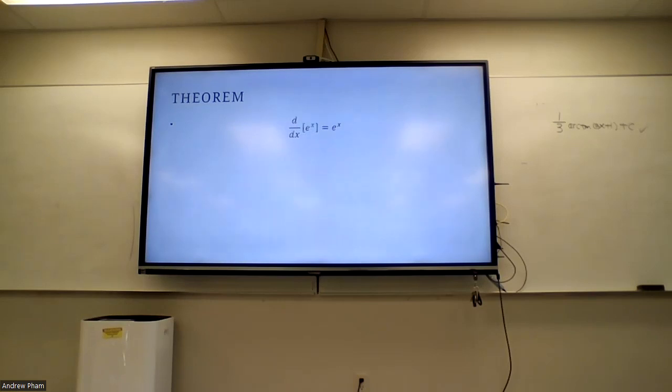So first off, this is definitely different from the power rule, because the power rule was x to a number. But here, with e to the x, we have a number to the x power. So before we had a number as the power, now we have the x as the power. Almost like we swapped them around.